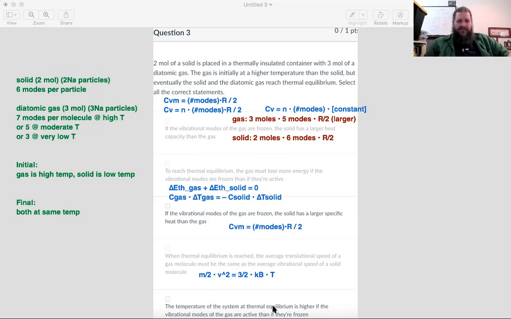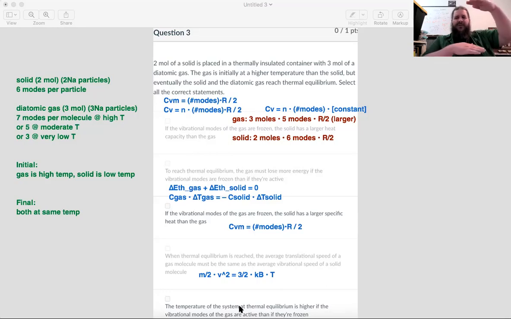And lastly, the temperature of the system at thermal equilibrium is higher if the vibrational modes are active versus if they're frozen. I think that's going to go back to the idea we were looking at in terms of heat capacity as how difficult it is to change the temperature. Higher heat capacity, or more modes, if the vibrational modes are active. More modes means more difficult to change the temperature, which means the gas is going to be cooling off more slowly. Fewer modes would mean it cools off very easily and quickly. More modes means it takes more effort to cool it off.